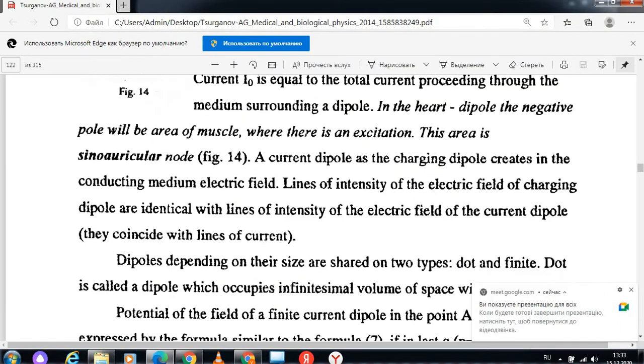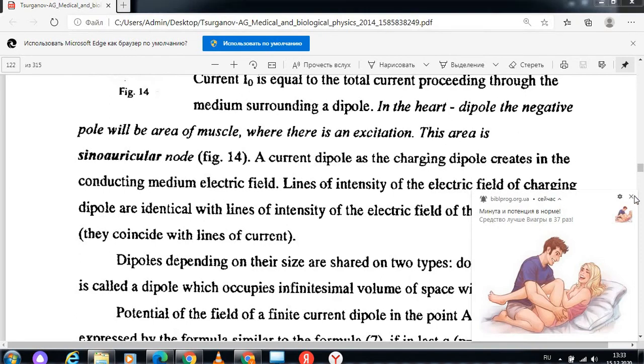We could talk about dipoles depending on their size and charge. We differentiate them into 2 types: dot and finite dipoles. A dot dipole, or point dipole, is one which occupies an infinitesimal volume of space, with the arm of the dipole going fast to 0.